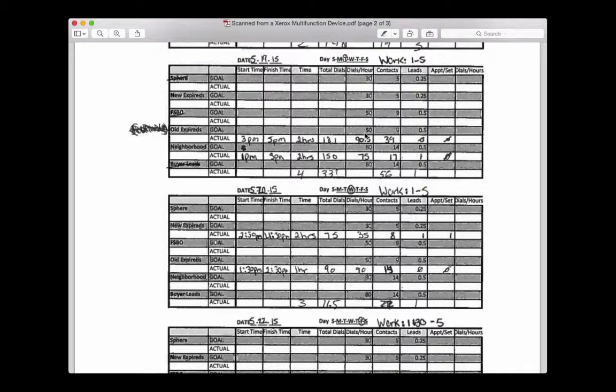Here is old expireds, which is, again, a power dialer with the old expired, so that's your 50 dials per hour, 9 contacts per hour, and 0.5%.